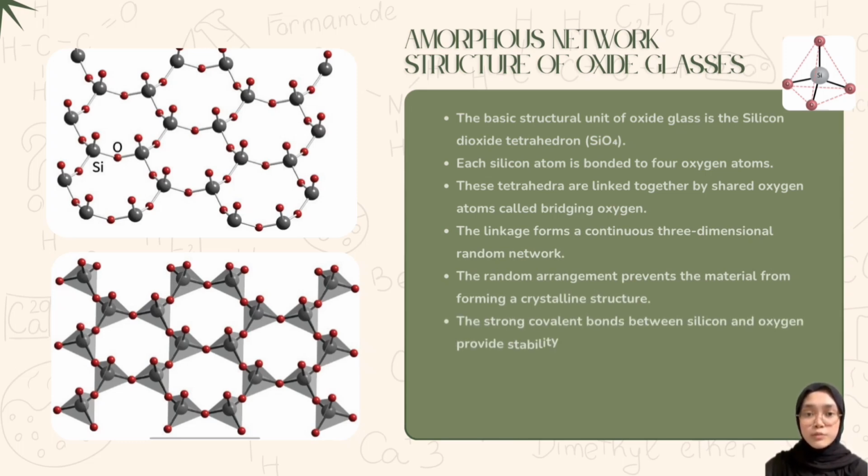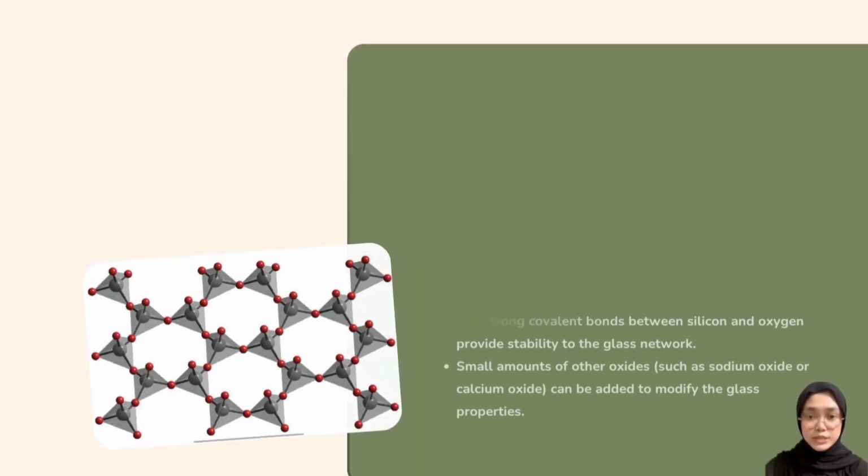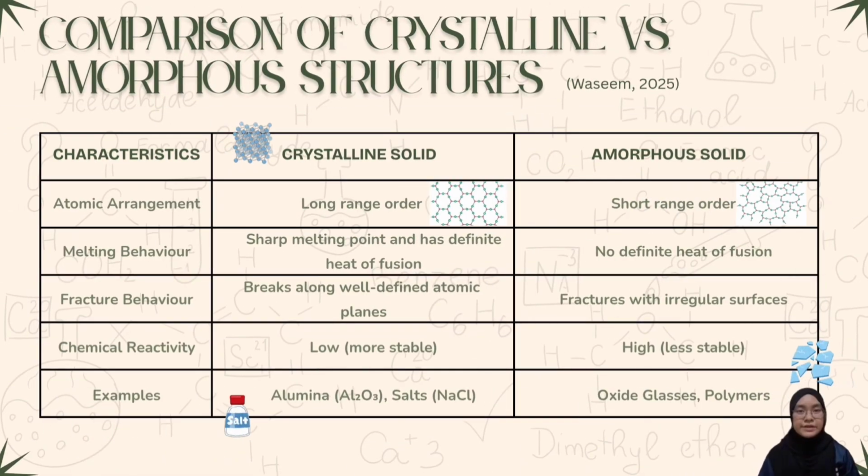The strong covalent bonds between silicon and oxygen give the glass network its stability. At the same time, a small amount of other oxides such as sodium oxide or calcium oxide can be added to modify the properties of the glasses depending on their intended use. In short, the structure of oxide glass is strong, stable, and non-crystalline, which is why it has such unique material properties. Now, let's look at the direct comparison between crystalline and amorphous structures.